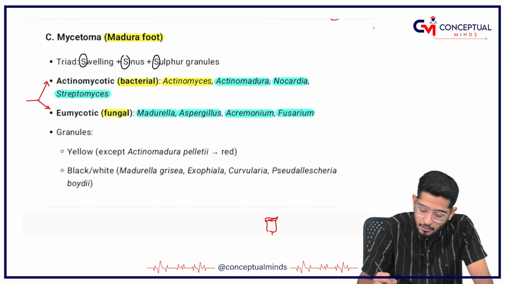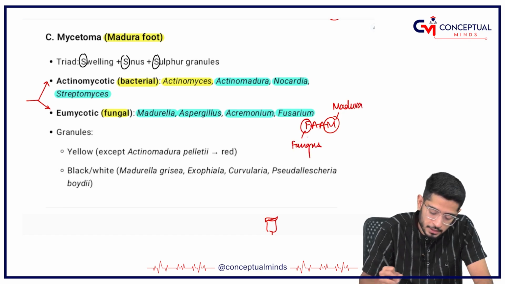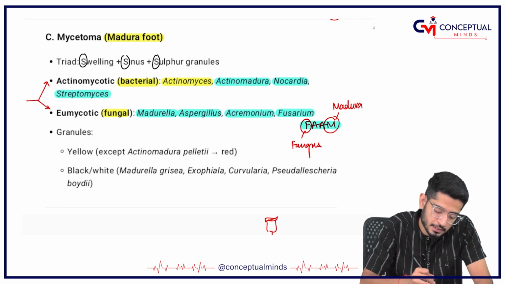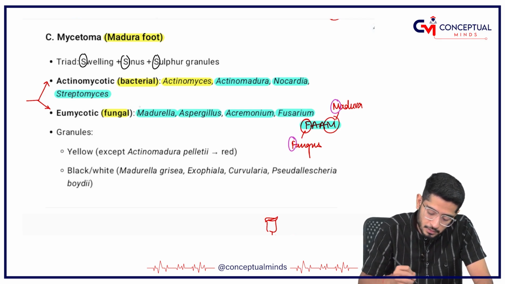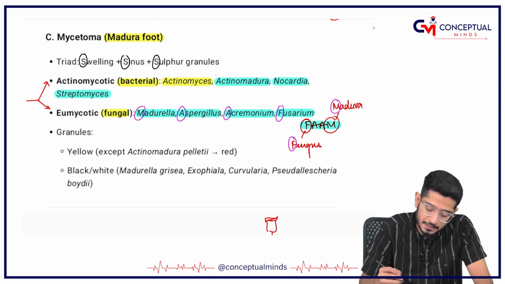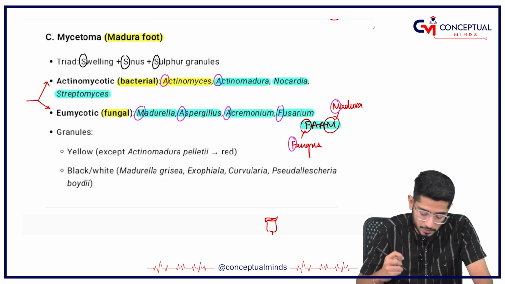So this is the FAM which is causing the Madura foot when it comes to fungus. The mnemonic is FAM, okay. F for fungus, A for Acremonium, M for Madura foot. What I am trying to convey is that the fungi causing Madura foot are Madurella mycetomatis, Fusarium, Acremonium, Aspergillus. Whereas in bacteria it is Actinomadura, Actinomyces, Nocardia and Streptomyces.